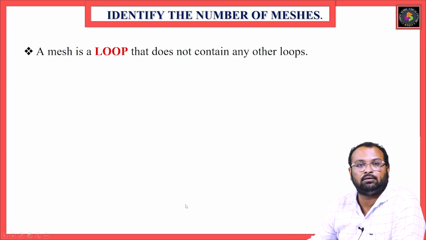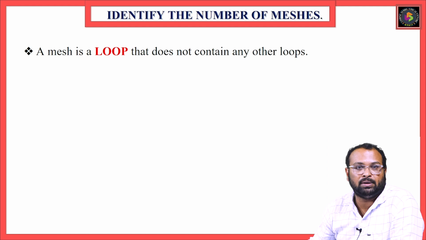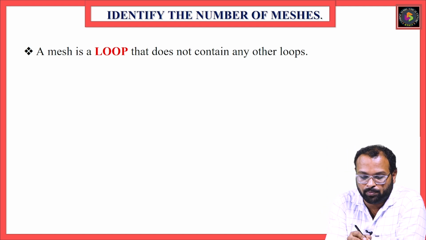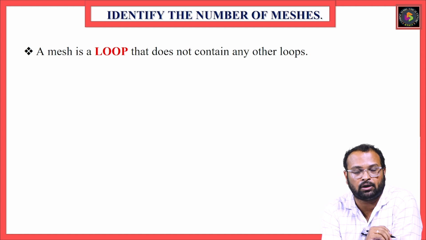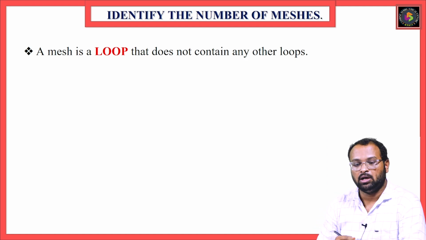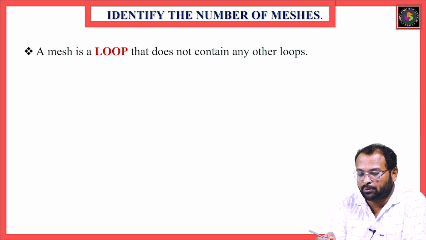First we have to identify the number of meshes, so first we have to know what a mesh is. A mesh is a loop that doesn't contain any other loop, or it won't enclose any other loop. What is the meaning of it? Loop means a path that starts at a point in the circuit.